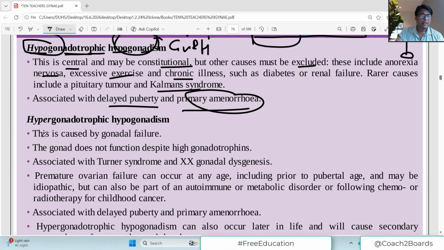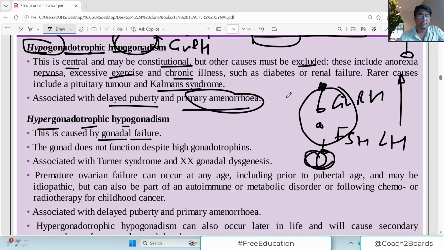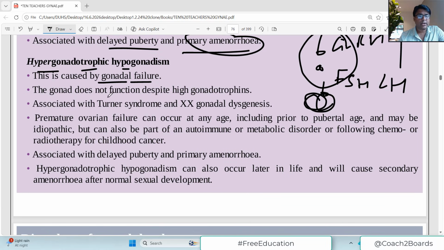Then hypergonadotrophic hypogonadism is caused by gonadal failure, which means the central system is working fine. GnRH is okay, releasing well from the hypothalamus, and the pituitary is fine, so it is also releasing FSH and LH. But the gonads, which means the ovary, are not responding. As a result, there are a lot of hypothalamic and pituitary hormones, but the gonads are not working. So it is hypogonadism, but hypergonadotrophic. Now you understand the term. The gonads do not function despite high gonadotrophins.